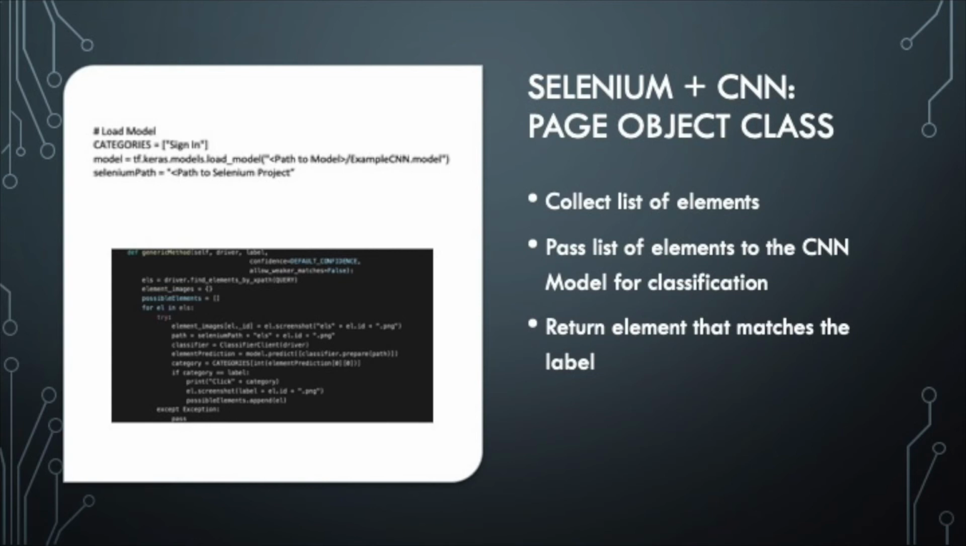Now we loop through the list of elements from the page that we collected, and as we do, we take a screenshot of each element and pass it to the classification method, along with the label passed from the test script. The classification method will then attempt to classify the image against its known categories. If a match is found, it will return the possible element for action.